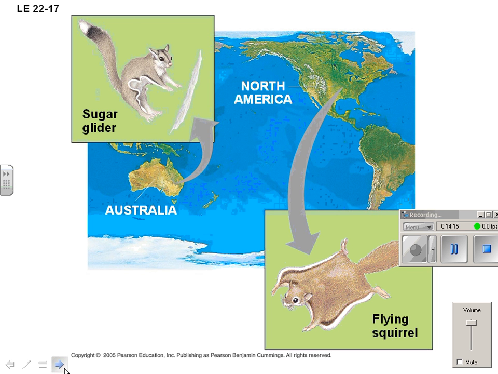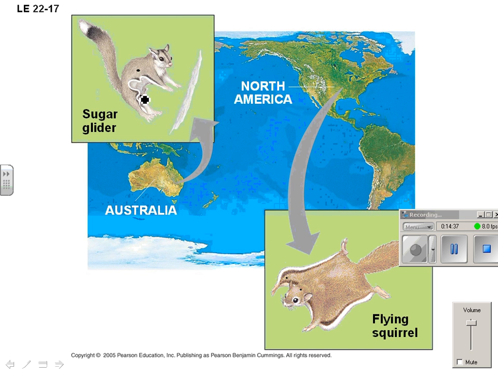So this is 2 animals, a marsupial, so it's got a pouch, and it's obviously very different from a squirrel, okay, which gives birth to live young, and yet they have the same adaptations, even though they're in different places, and they're different organisms. We'll come back to that later.